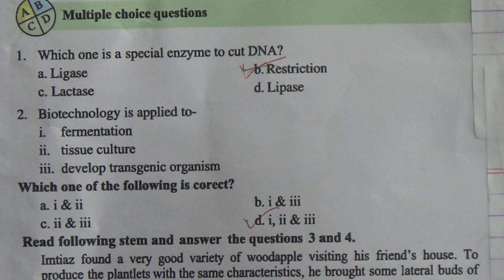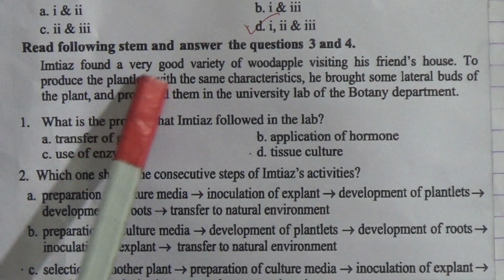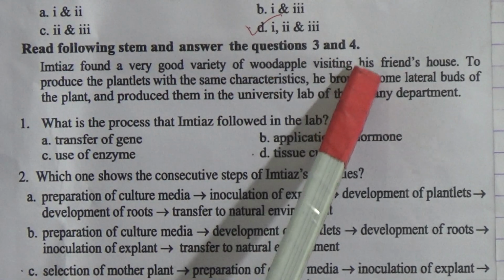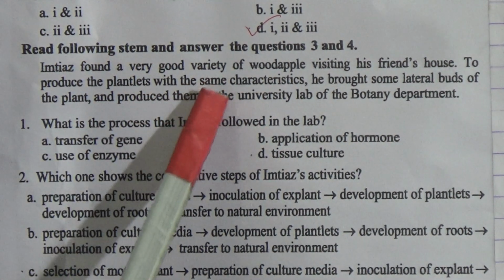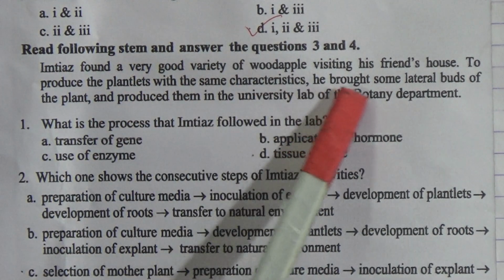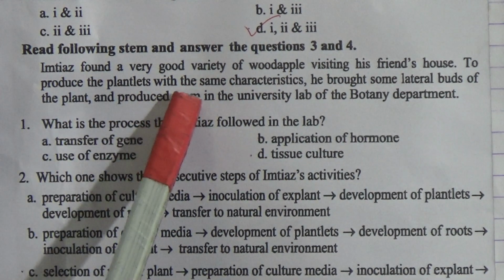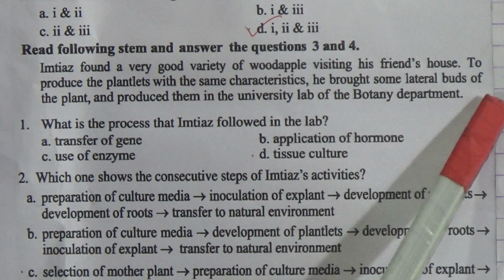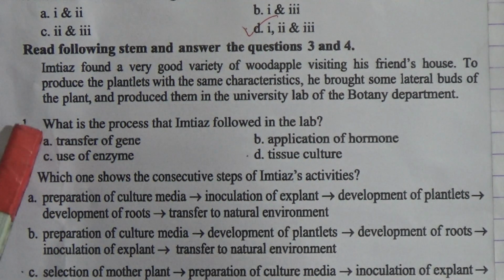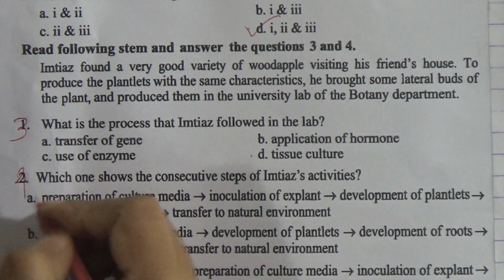Now read the following stem and answer questions 3 and 4. Imtiaz found a very good variety of wood apple. Visiting his friend's house, to produce plantlets with the same characteristics, he brought some lateral buds of the plants and produced them in the university lab of the botany department. The first question will be question number 3 and this will be question number 4.